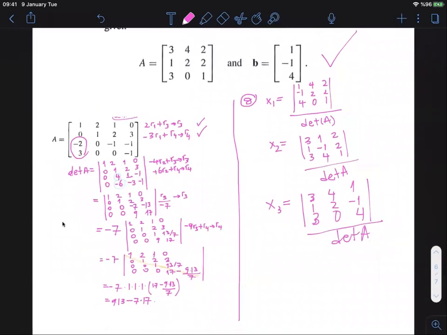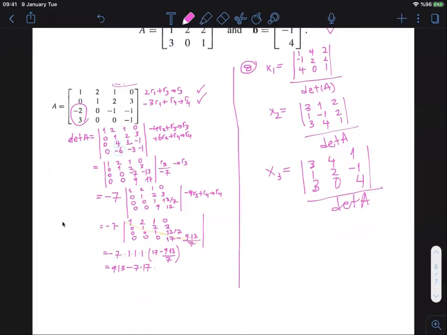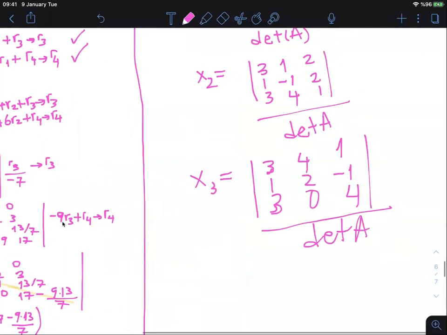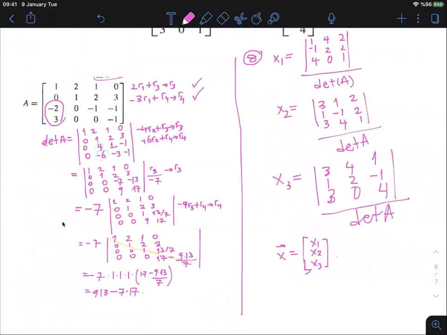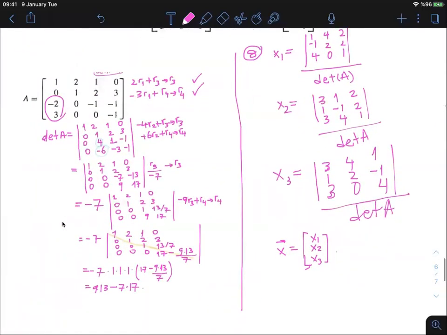I don't know if I should do it or not. I think you can do this, right? We did the examples about this one. So the final thing you have to write in the vector form, x1, x2, and x3, like this. Any questions here?